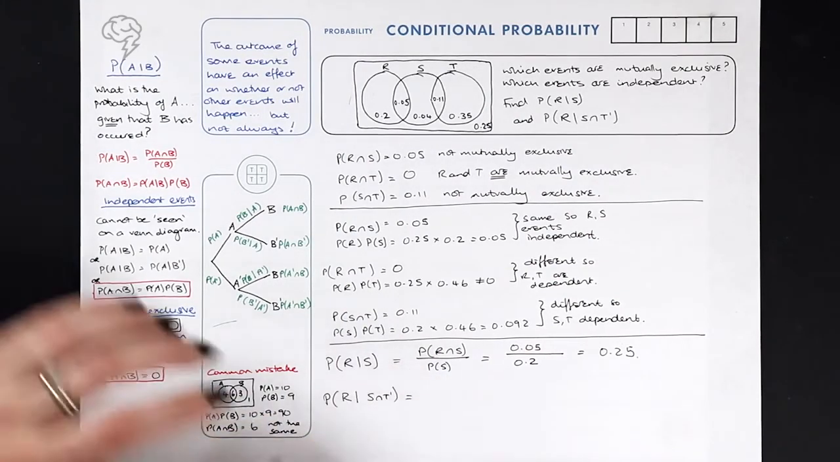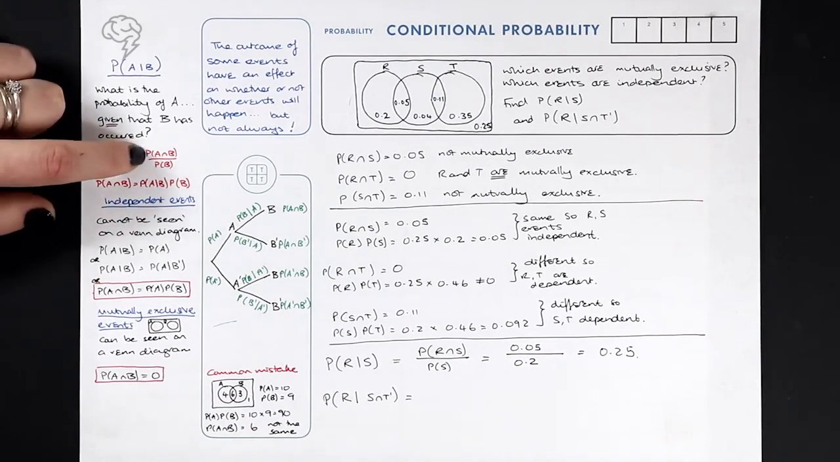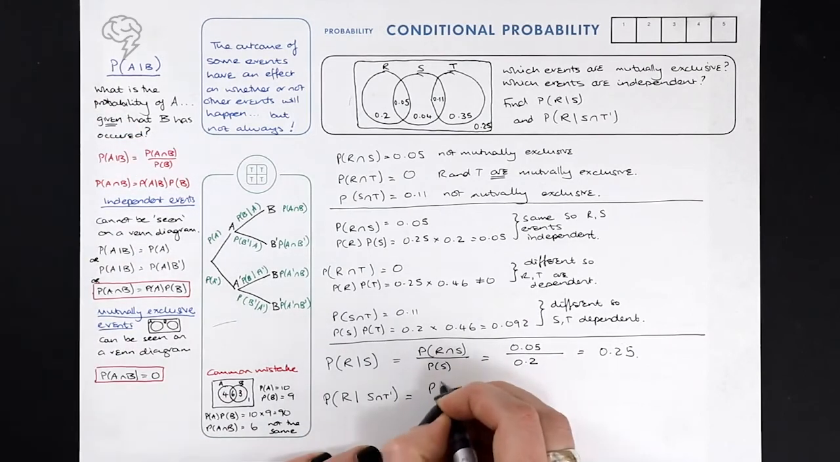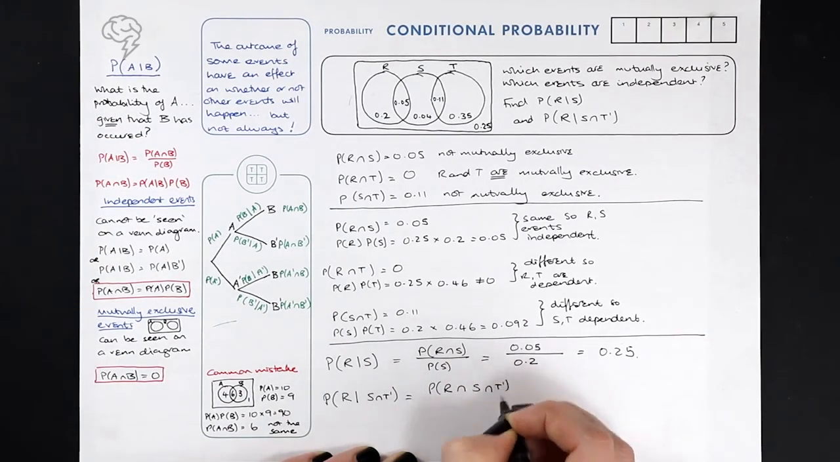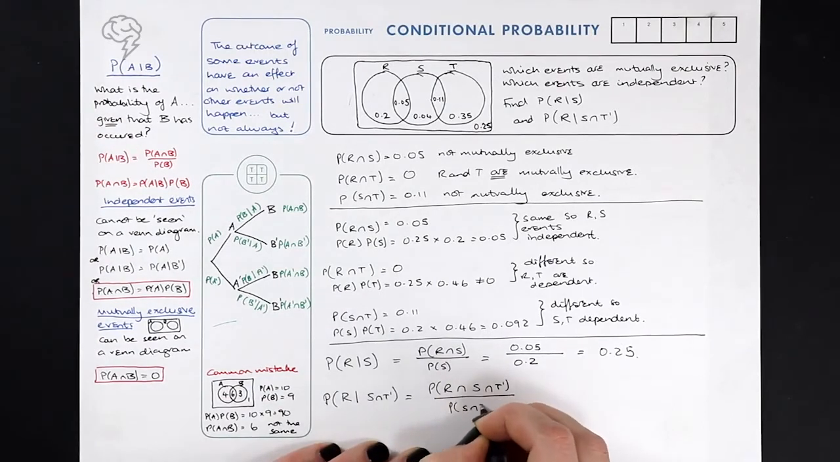And then this one, which looks horribly complicated, but look, it's not. It's going to be R given S and not T. The probability of R given S and not T is the probability of R and S and not T divided by the probability of the thing that's happened, S and not T.